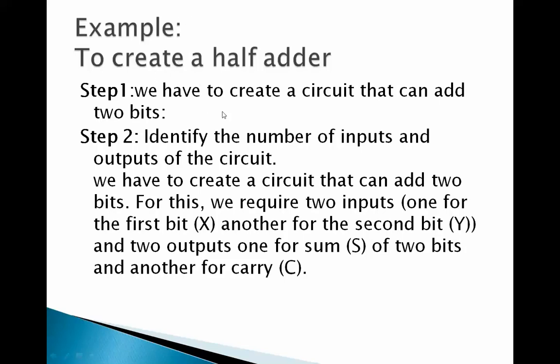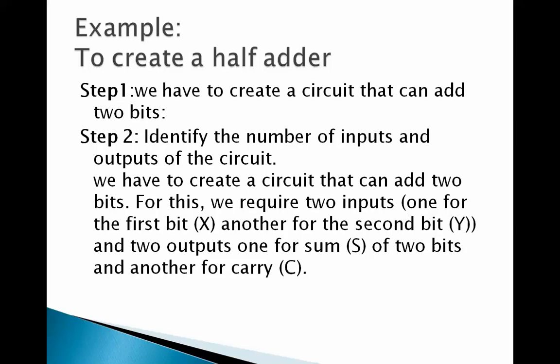So we have identified the problem, which is step one: we have to add 2 bits. That means in step one, we are defining the problem. We have to create a circuit that can add 2 bits. Then in the second step, we have to identify the number of inputs and outputs of the circuit, that is, decide the number of variables taken as input and as output.